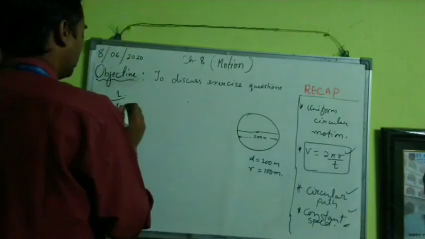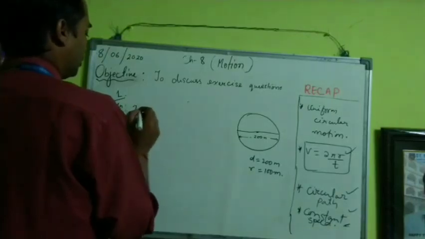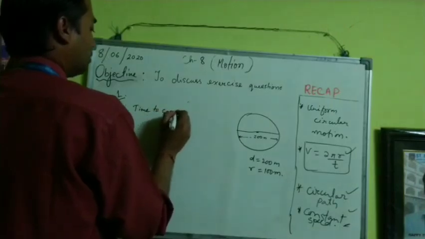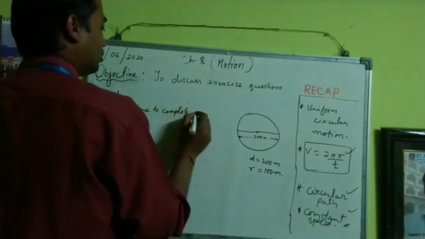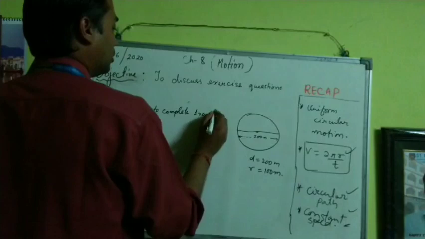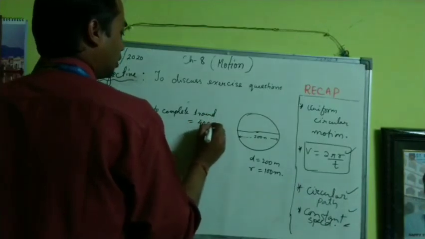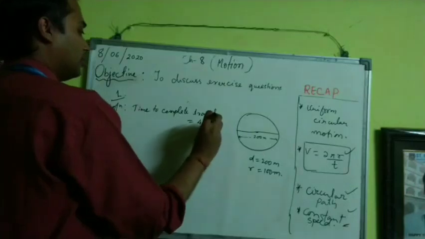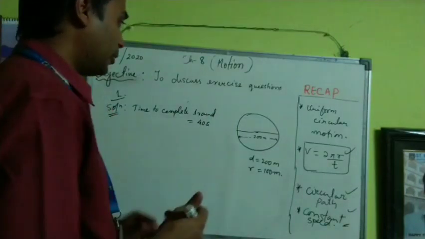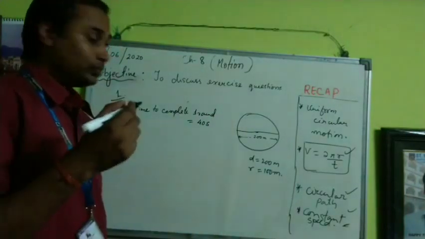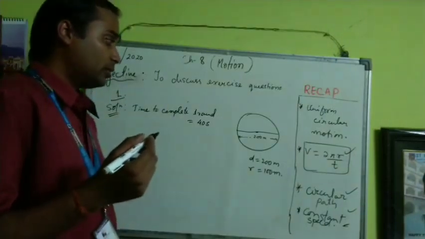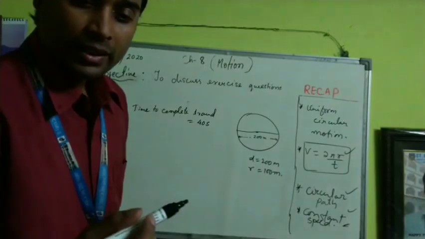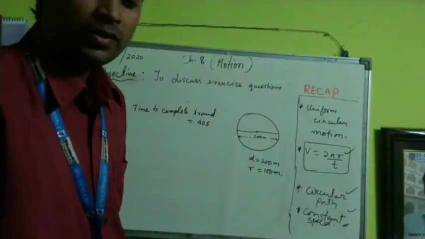Solution. Time to complete one round is equal to 40 seconds. So this is given. Now we have to find what will be the finishing point at the end of 2 minutes 20 seconds. So let us convert 2 minutes 20 seconds in terms of seconds first.